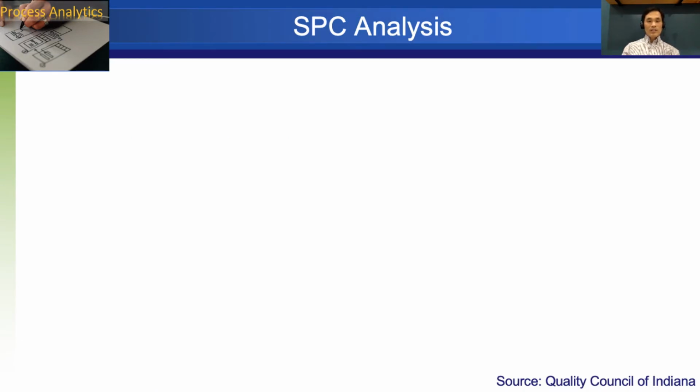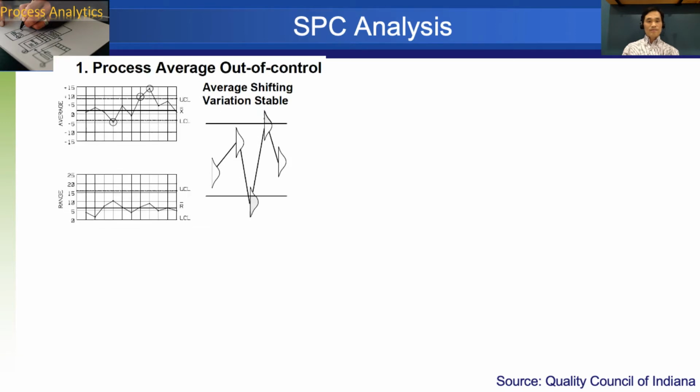Now let's get into SPC analysis. How do we analyze and understand the data? I thought this textbook is providing us with very good examples. So the first one is process average out of control. The first chart is the average chart and the second one is the range chart, as you know from Module 2. And we see that when there are points that go above the upper control limit, it's obviously out of control.